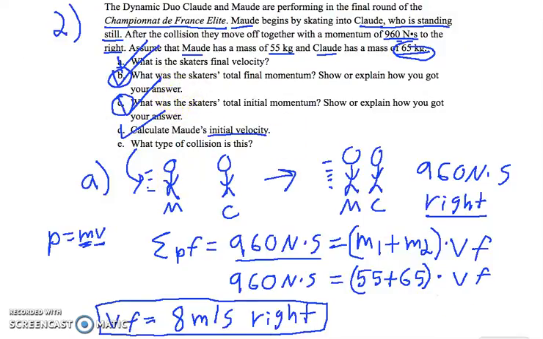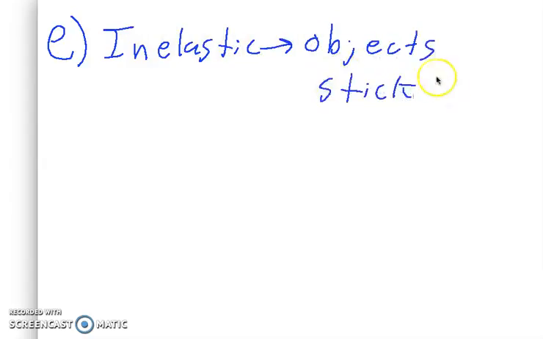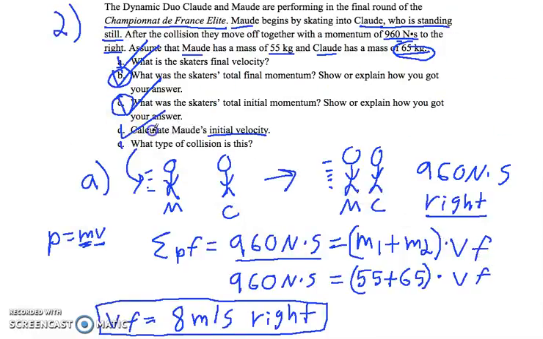And E, what type of collision is this? Pretty straightforward: this is an inelastic collision, and the reasoning is that the objects stick together. Okay, so that's all of problem number 2.